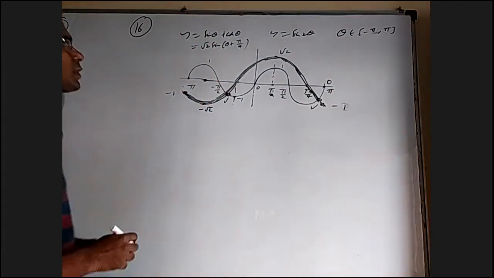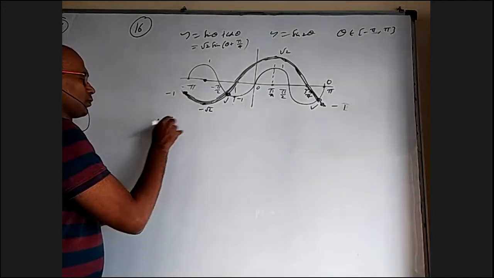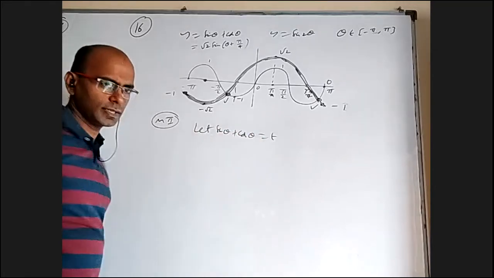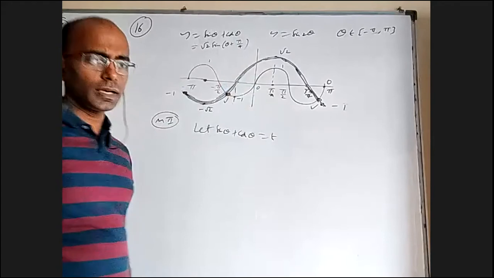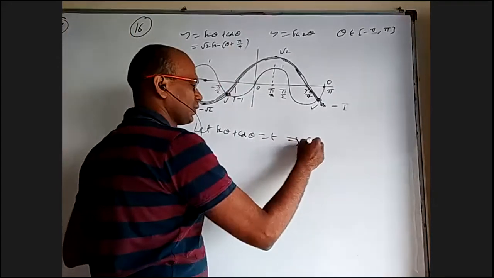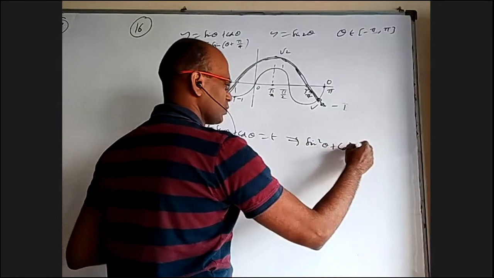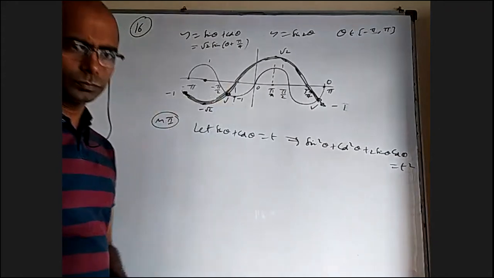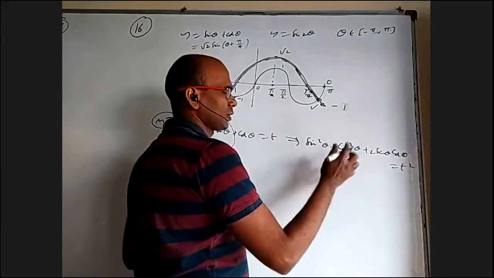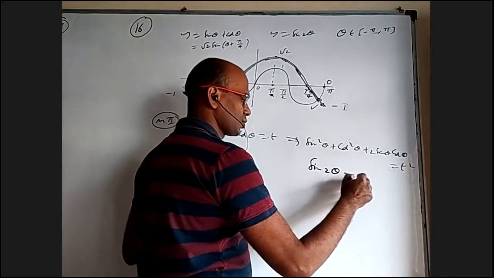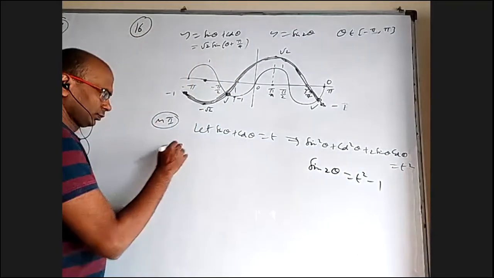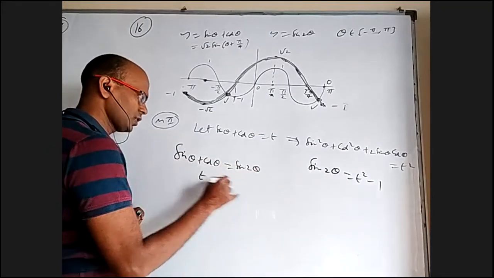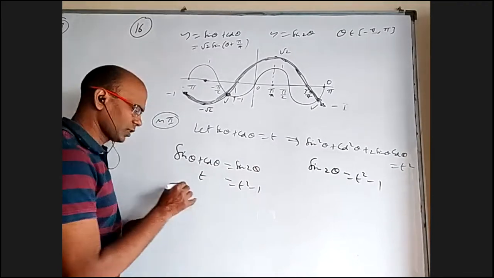If you don't want to do it from the graph, this is method 2: let sine theta plus cos theta equal t. I'm going to take this as t. Then sine 2 theta I can write in terms of t. How? Just square it. Sine square theta plus cos square theta plus 2 sine theta cos theta is t square. And that is exactly sine 2 theta plus 1. So sine 2 theta is t square minus 1. So coming to the present question, sine theta plus cos theta equal to sine 2 theta. This is t, this is t square minus 1, a very simple quadratic equation.